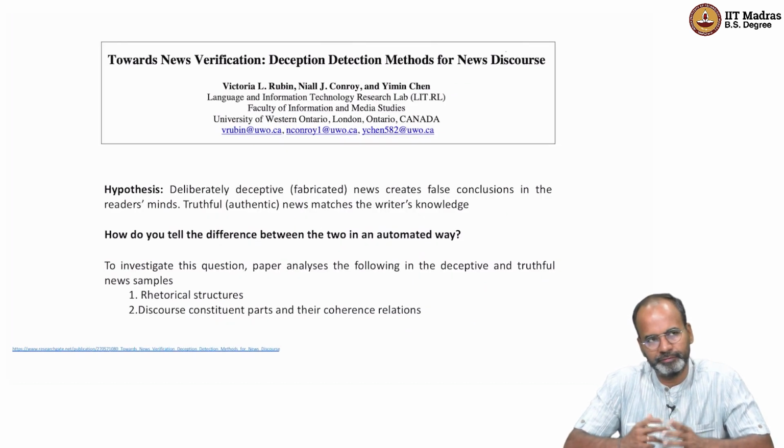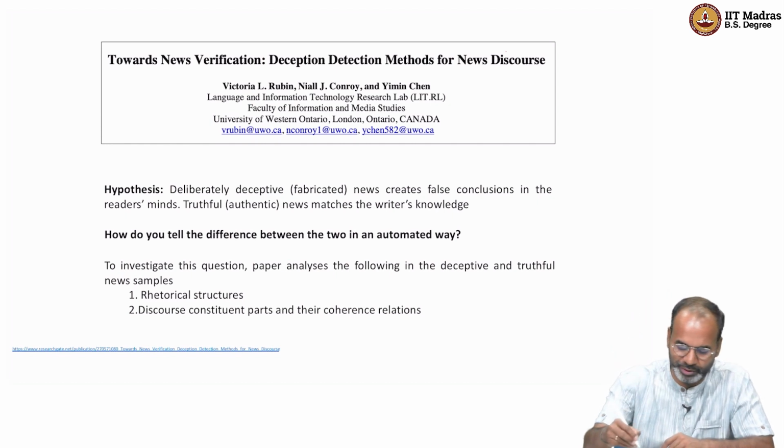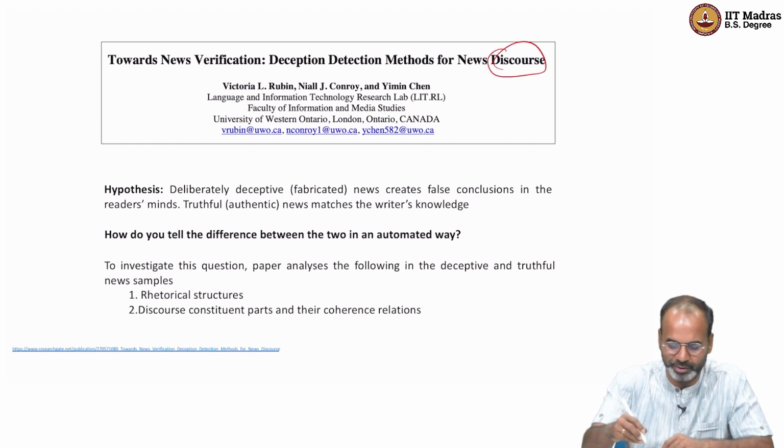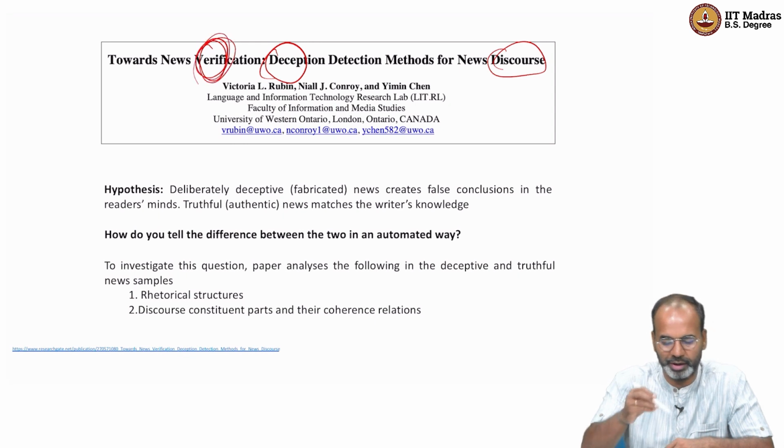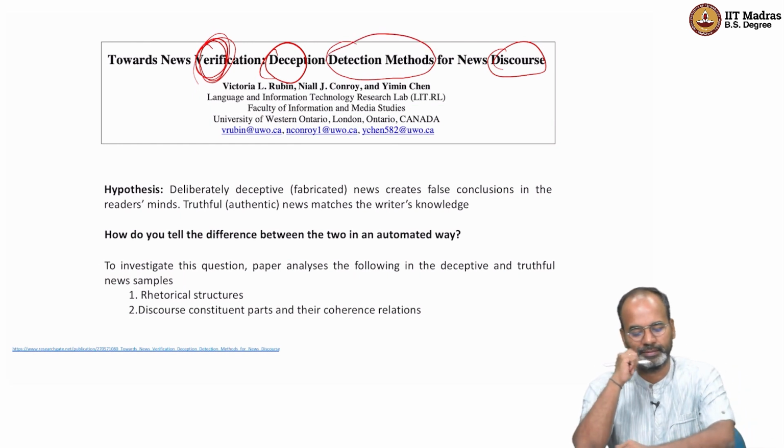Let's look at a couple of works where we used these kinds of features to detect fake content. This one is towards news verification, deception detection methods for news discourse. If you look at it, it's using multiple words that we have already said. Discourse and deception I already said many times. Verification is all about fake news and veracity. Detection methods I also said.